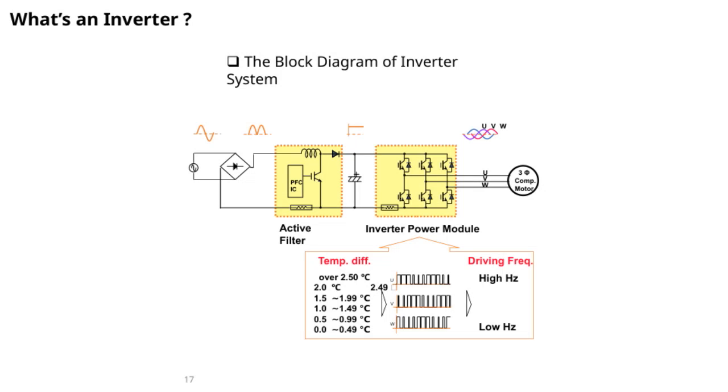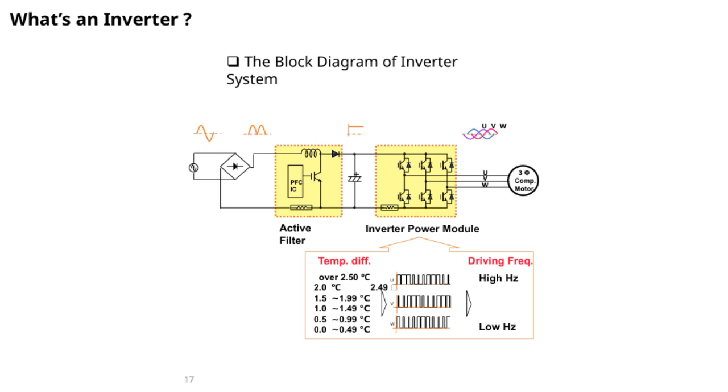Let's take a closer look at slide 17, which explains what an inverter is and how it functions within the system. Starting with the question, what's an inverter? An inverter is a device that converts direct current, or DC, into alternating current, or AC. This is essential for controlling motors and other equipment that operate on AC power.